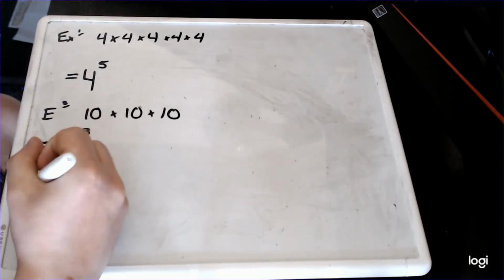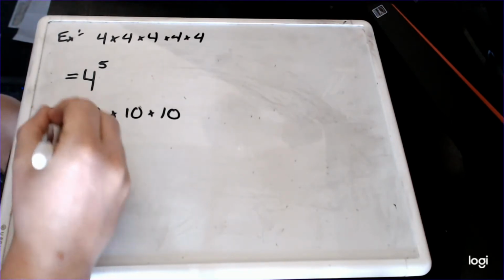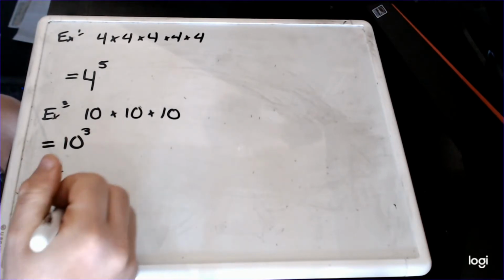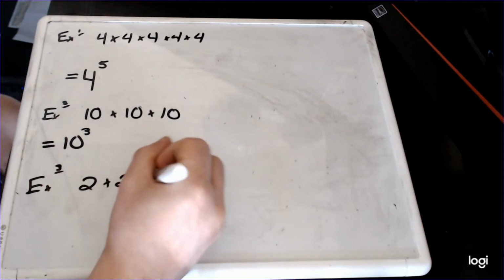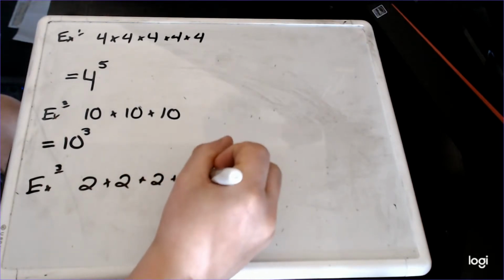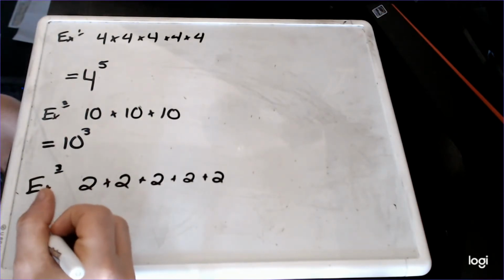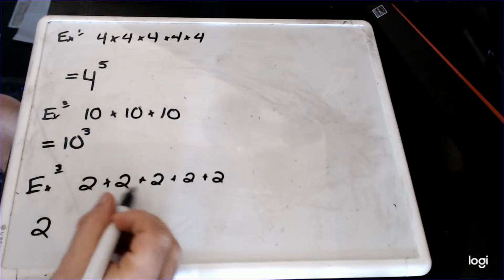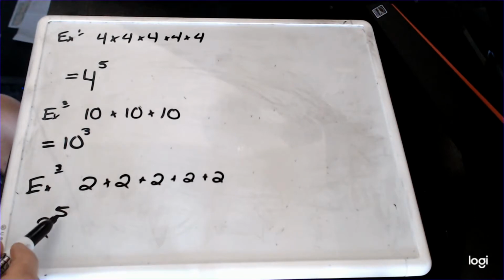Okay, and let's do one more example together here. Let's do 2 times 2 times 2 times 2. Okay. And so this is 2, 1, 2, 3, 4, 5, 5 times. Multiplying 2 by itself 5 times. Now remember, this only works if we are multiplying a number by itself.